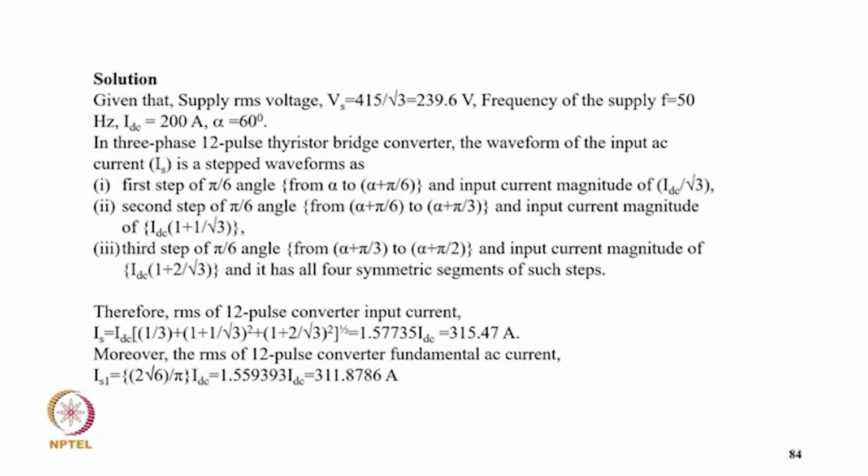Moreover, the RMS of the 12-pulse fundamental current is IS1 equal to √2 (√6/π) times ID, that is 1.559393 ID, that is equal to 311.8786 ampere.